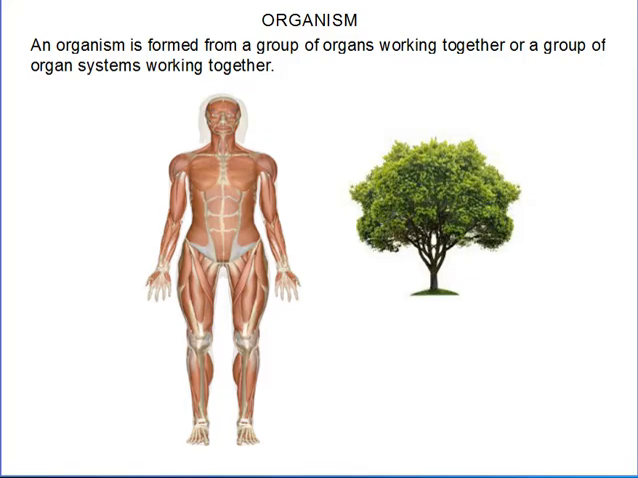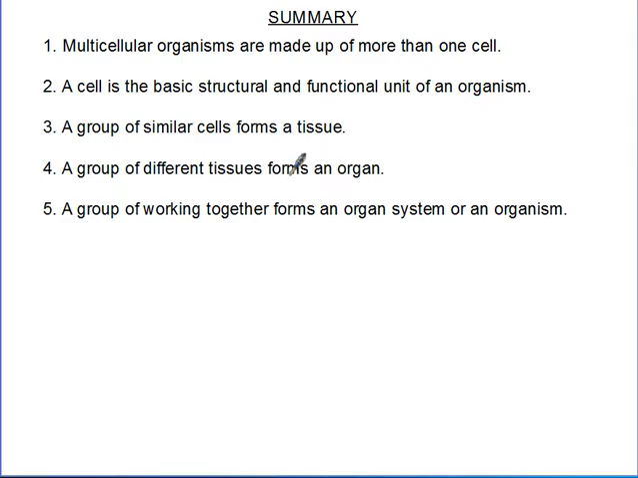So we start from the cell, which is the smallest thing. It comes to the tissue, then it goes to an organ, it goes to a system, and lastly to the whole organism. So multicellular organisms are made up of more than one cell. The cell is the basic structural and functional unit of an organism. A group of similar cells form a tissue. A group of different tissues forms an organ. A group of organs working together forms an organ system or an organism.